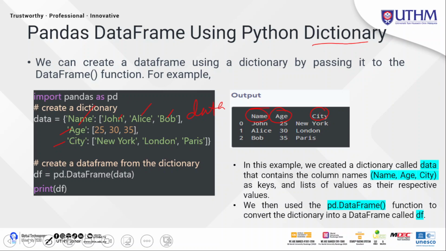When we want to create a data frame from the dictionary, df is just a simple variable that you can name anything. You can use x, y, z, a, b, c, p, q, r, s. It's up to you as long as it's not a built-in name in Python that you cannot utilize. So pd.DataFrame in brackets data. Print df, and you will get this final output. This is the first method.